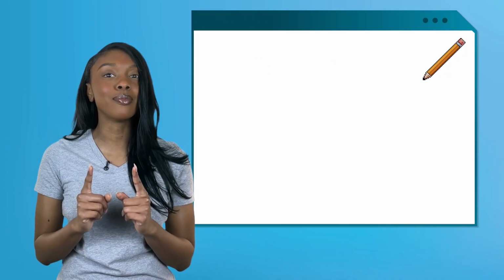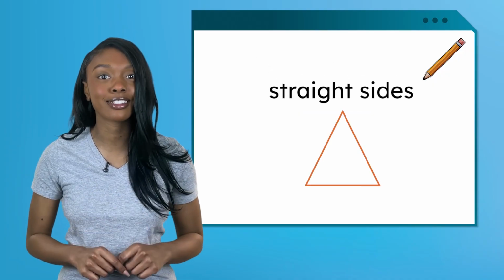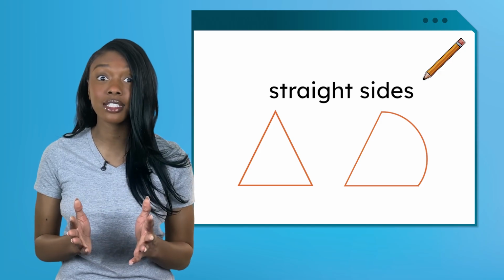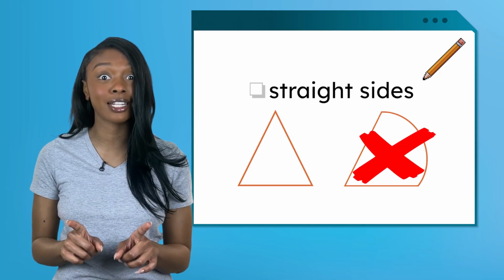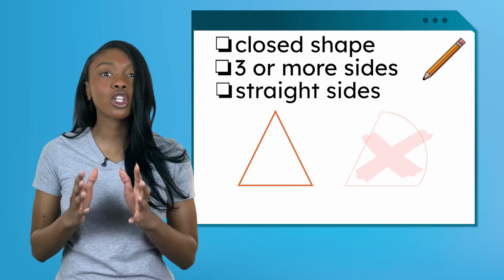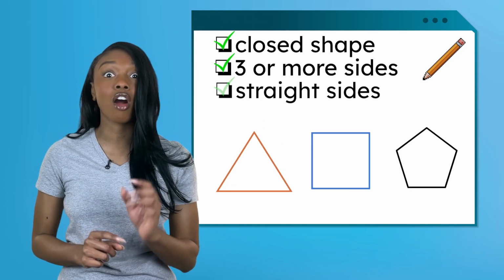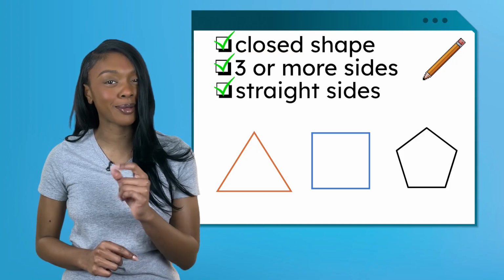Finally, the sides must be made up of straight lines. If a shape has a curve in any or all of its lines, it is not a polygon. So any closed shape that has 3 or more sides that are all straight is a polygon.